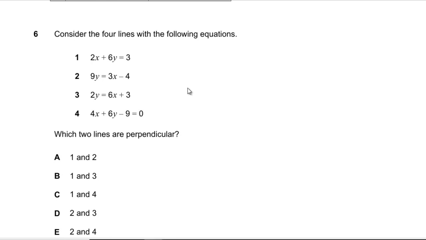Consider the 4 lines with these equations, which 2 are perpendicular. So what gradients have we got? We've got minus a third there, we've got a third here, we've got 3 there, so 1 and 3 already. And then this one's got, well, it's minus 2/3, so 1 and 3, B.